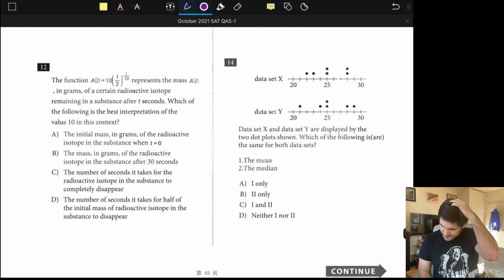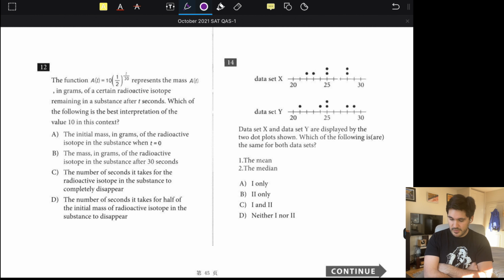Number 12. Basically, we have an equation. We want to know what is the best interpretation of the value 10 in this context. 10 is basically where it begins when t equals 0.